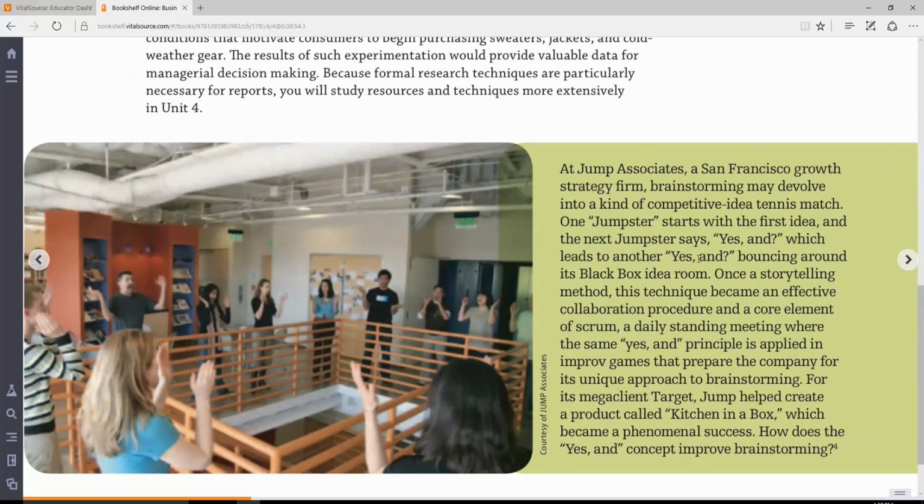And here's just an example of Kitchen in a Box and how they got their stuff going.